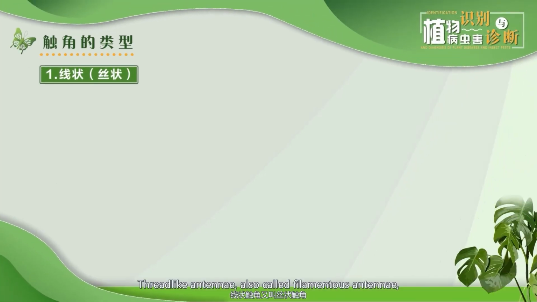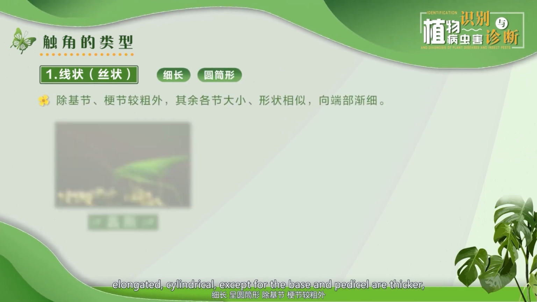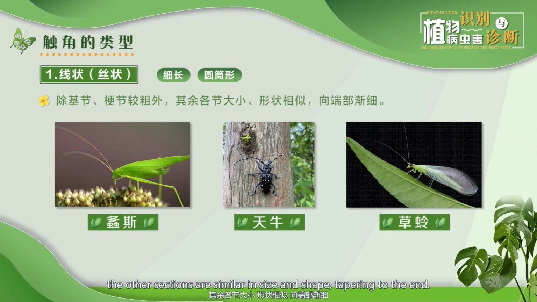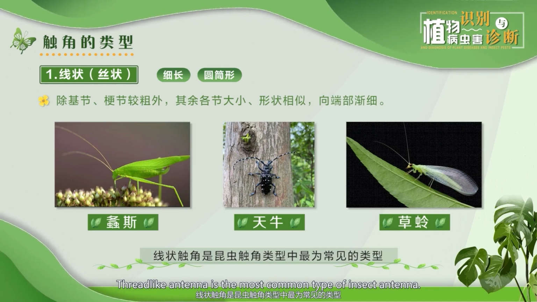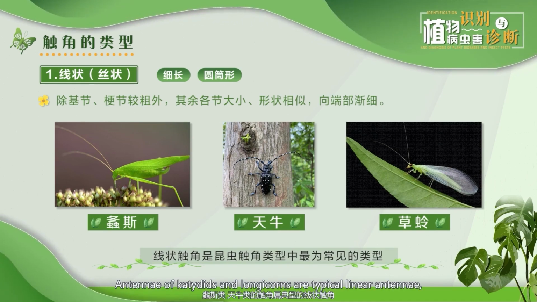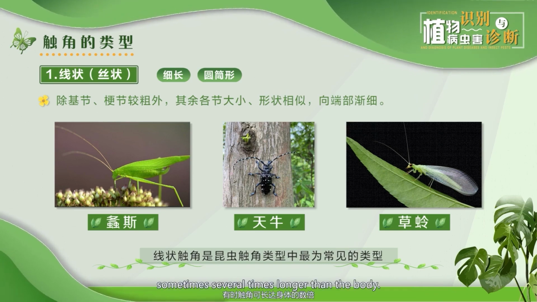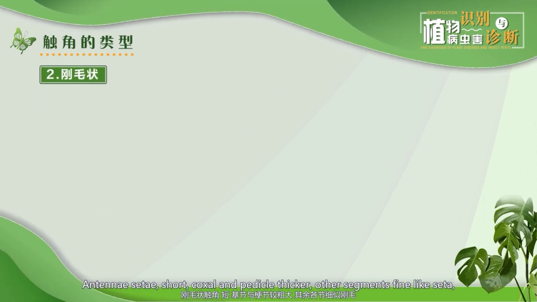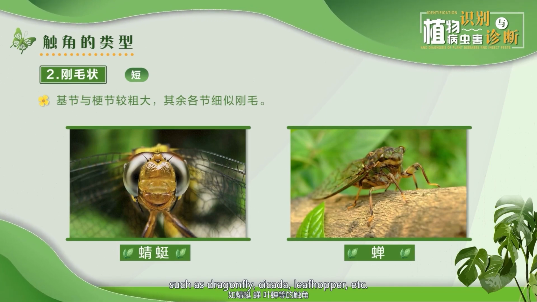Thread-like antennae, also called filamentous antennae, are elongated and cylindrical. Except for the base and pedicel, which are thicker, the other sections are similar in size and shape, tapering to the end. Thread-like antenna is the most common type of insect antenna. Antennae of katydids and longicorns are typical linear antennae, sometimes several times longer than the body. Bristle-like antennae are short, with the scape and pedicel thicker and other segments fine like a bristle, such as in dragonflies, cicadas, leafhoppers, etc.